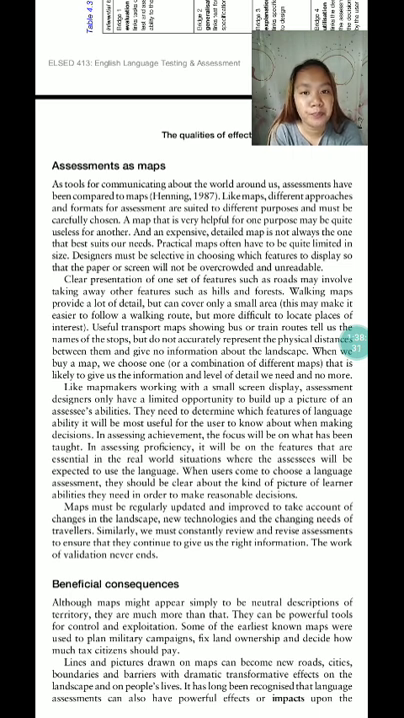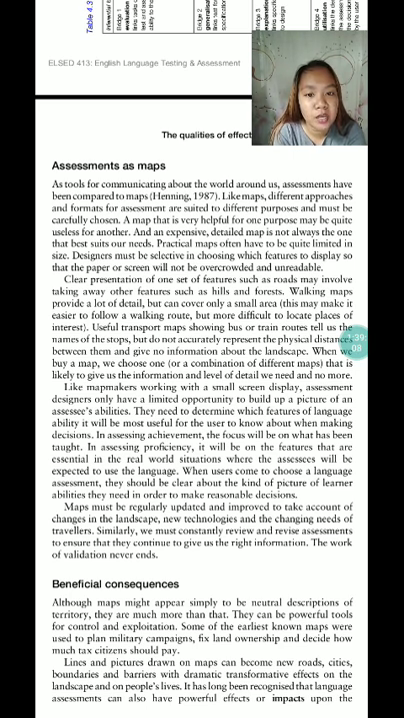Useful transport maps showing bus or train routes tell us the names of the stops, but do not accurately represent the physical distances between them and give no information about the landscape. When we buy a map, we choose one or a combination of different maps that is likely to give us the information and level of detail we need and no more.